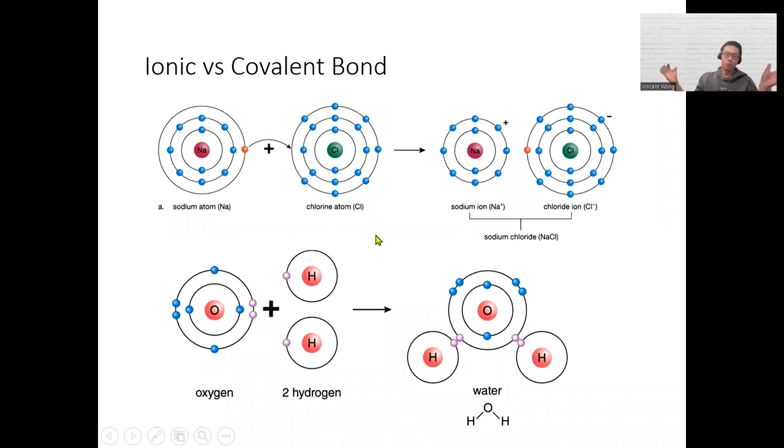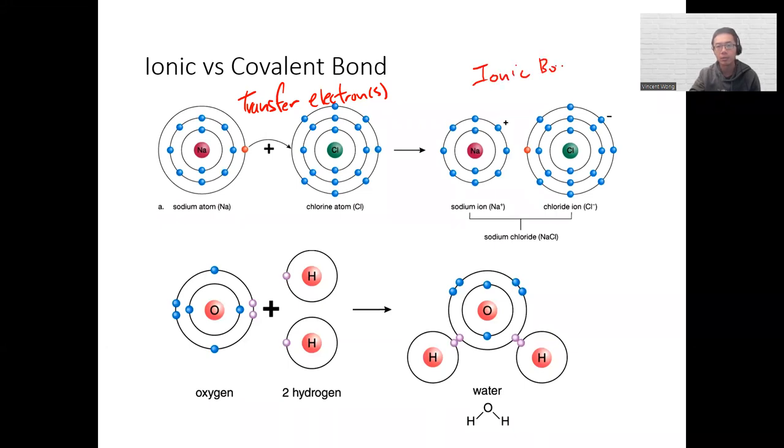All right, next. When we put atoms together to form compounds, you can do it in one of two ways. You can transfer the electron, sometimes more than one, and then they form a bond. This is called an ionic bond. You will learn more about it from your chemistry teacher. I'm just giving you the bare minimum to understand the biology later on.